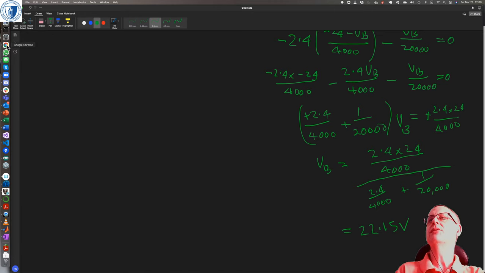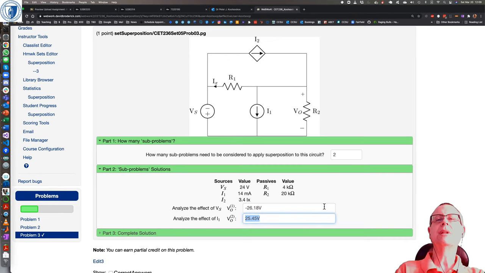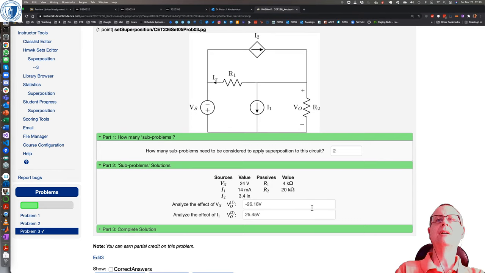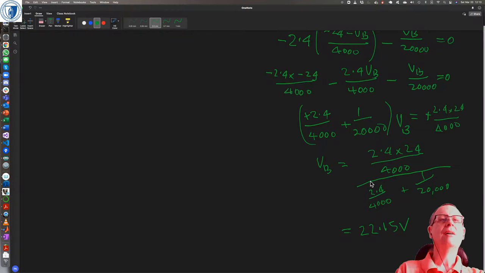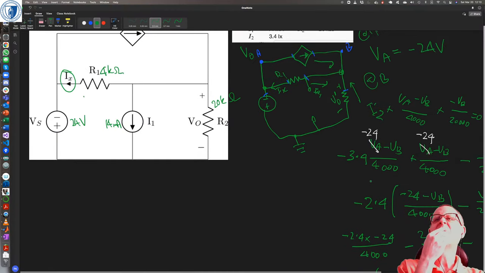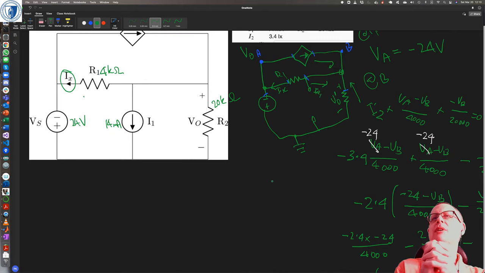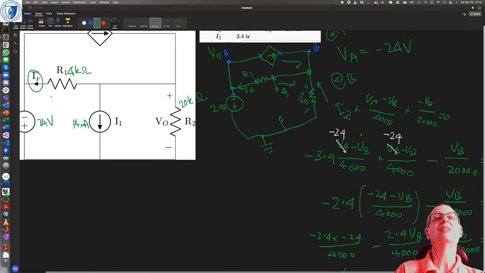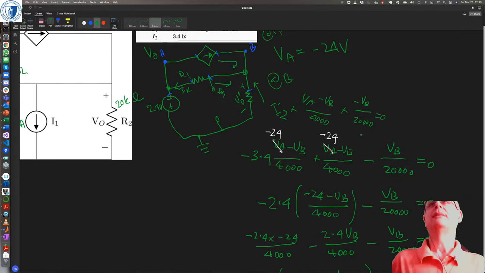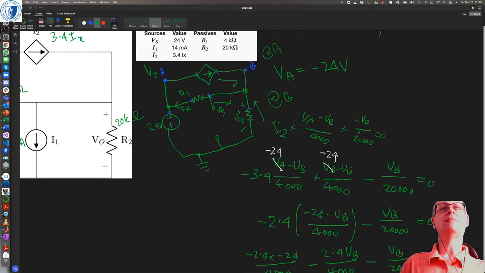Okay, I think that's what I got. Let's just check. Ooh, no, I don't. What did I get wrong? I must have done something wrong. The effective VS is minus 24 volts, so I probably should get a negative voltage. I didn't get a negative voltage, so I did something wrong. Let's see what I did wrong.